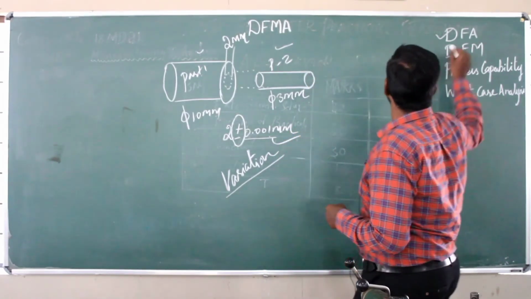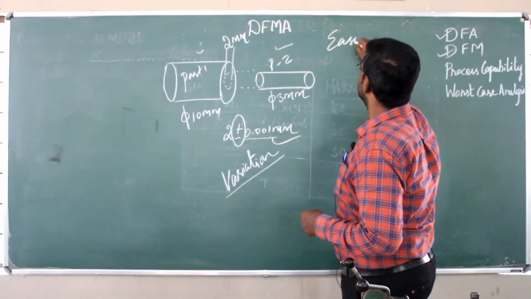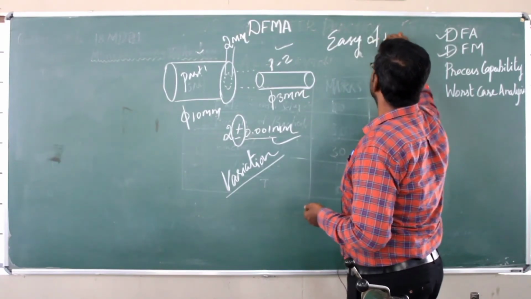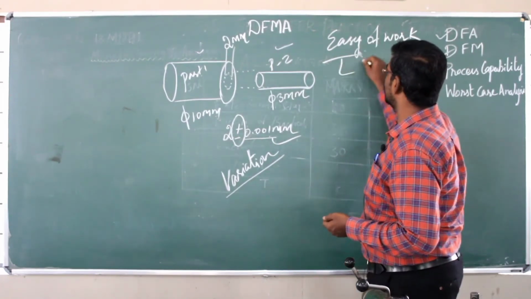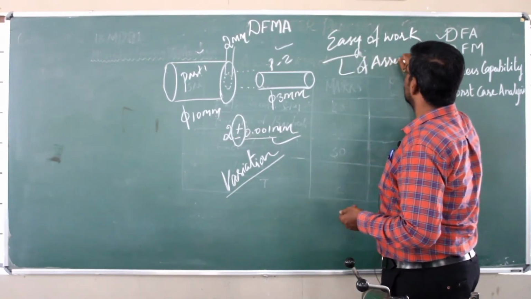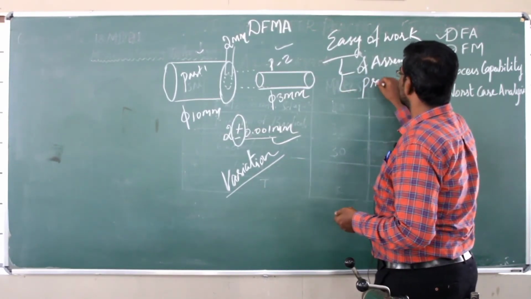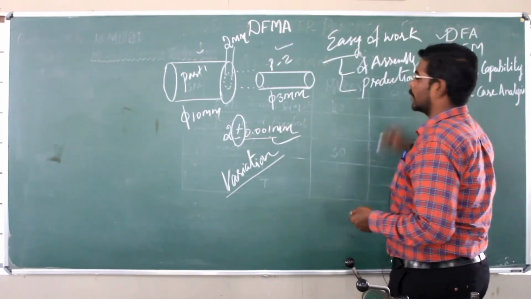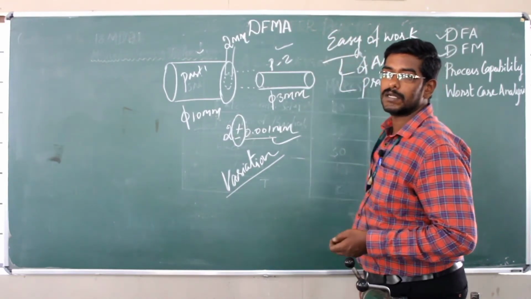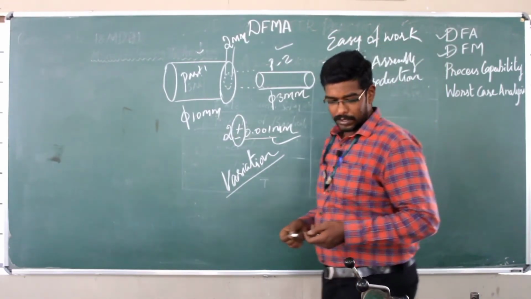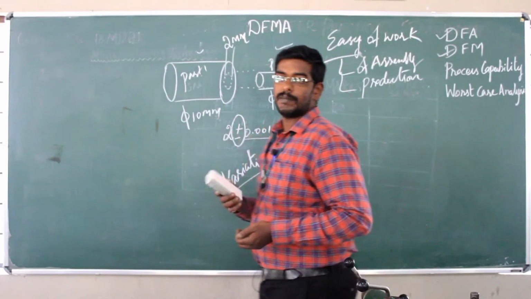In the same way, design for assembly and design for manufacture are implemented to achieve ease of work. What is ease of work? It stands for ease of assembly and ease of production. Both will be achieved by implementing design for manufacture and assembly. For now I will show some examples of how the process capability is induced.